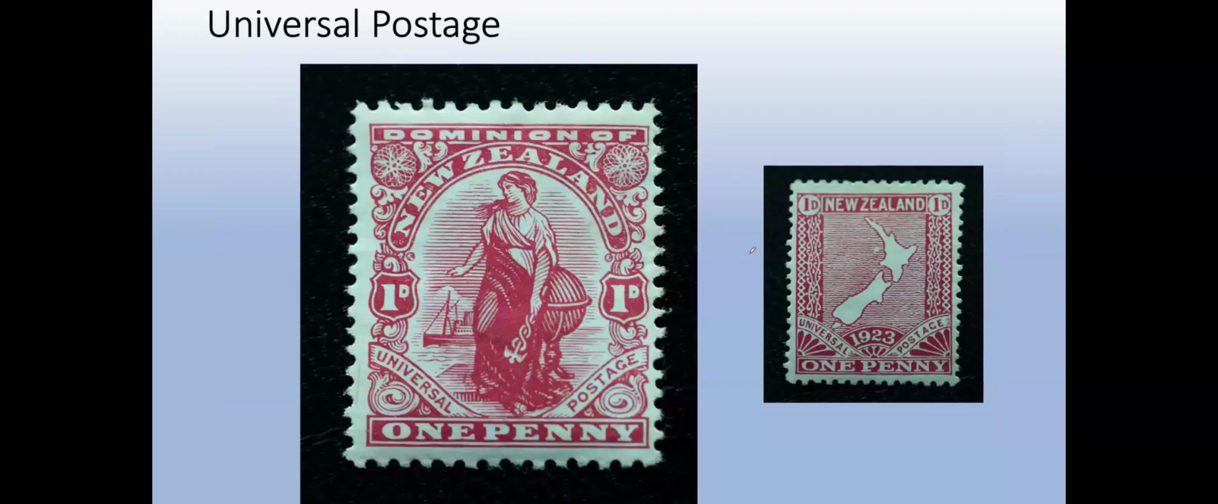Universal postage, 1901, 1 penny postage rate was brought into being by the government of the time, and this stamp paid the rate to any overseas country that would accept a 1 penny postal rate. That rate was taken away at the start of the Great War in 1914 and was not reinstituted until 1923.